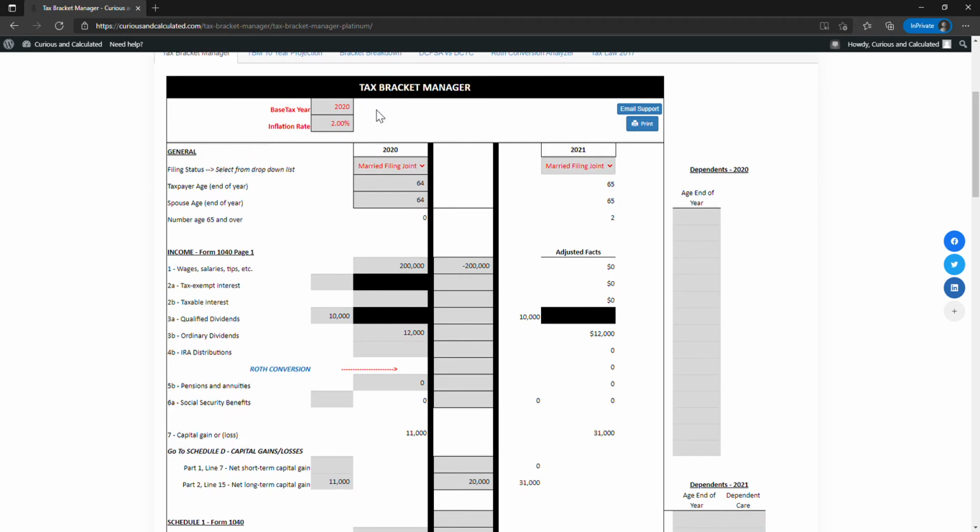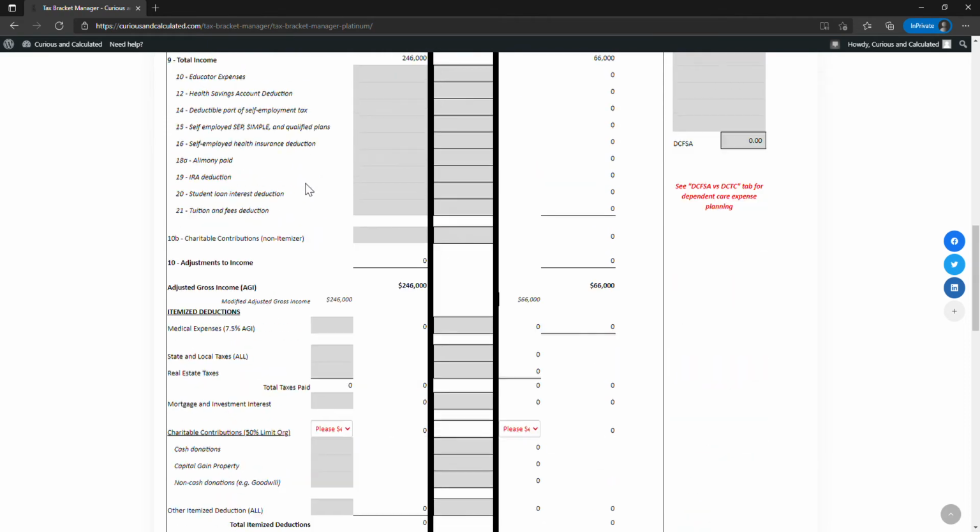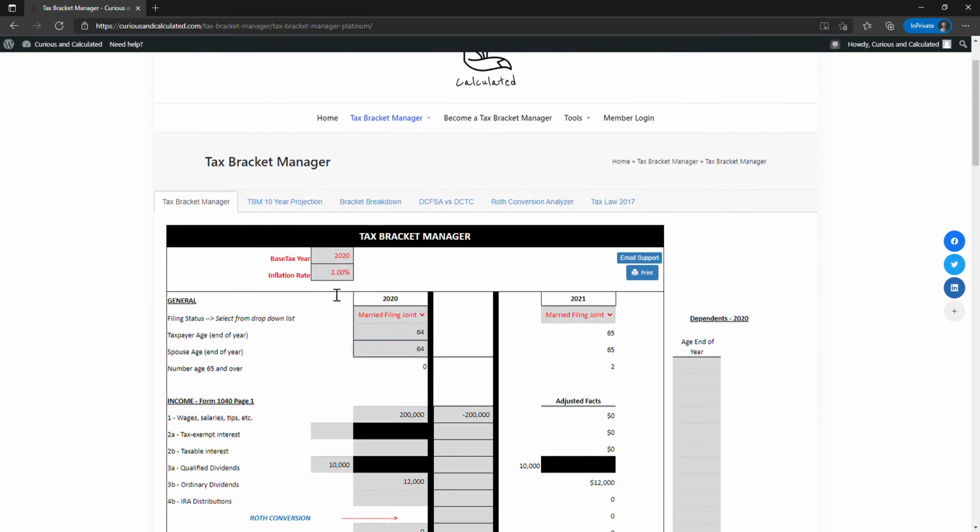In this example, I have a client profile built out, a taxpayer that's 64 and a spouse that is 64. And they are retiring at the end of the year. I start with the 2020 tax return. I have it pre-built out to save us time. And in 2020, they plan on retiring. Their salary will go away in 2021, so we need to adjust that fact.